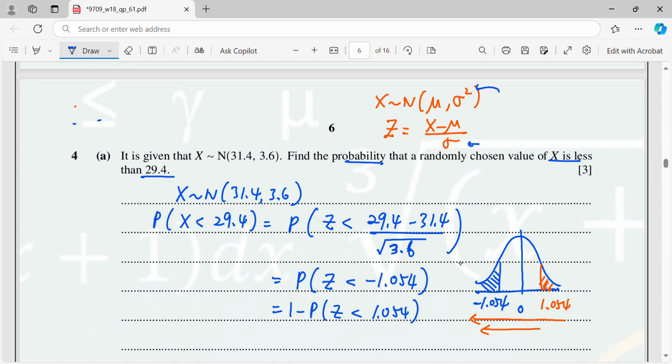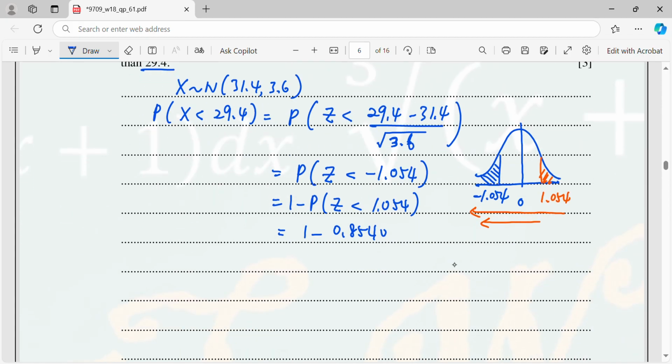Okay, then from here you can just read the probability from the normal table in the formula list. You will be getting 0.854540. So when you minus, that is 0.146, which is 3 significant figures.